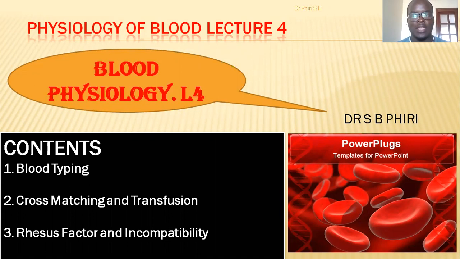So by the end of this class, you should be able to describe blood typing, the different types of blood typing, the major ones that we'll be discussing, and also you should be able to describe cross-matching and transfusion. And you should also be able to describe rhesus factor and incompatibility. So generally, this is what we'll be looking at today.